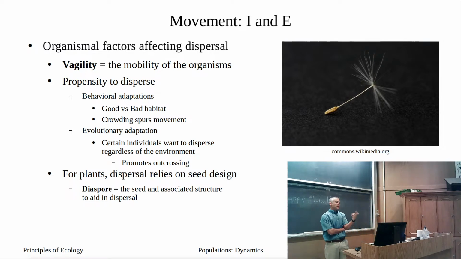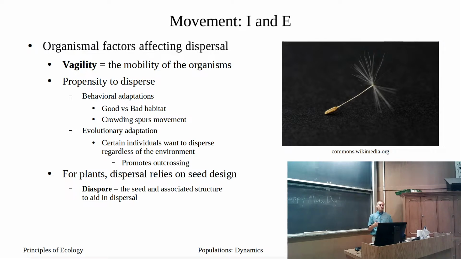The other factor is our propensity to disperse, or our desire to disperse. Individuals within a species will have this innate sense of moving. Some of them feel like they're going to have to move all the time. Others are perfectly fine staying where they're at. We could probably relate it to human populations, where some individuals like moving. They like going to new places. They have an increased propensity to disperse. Others don't like to move. They want to stay where they're at, where they're comfortable and they know the area.